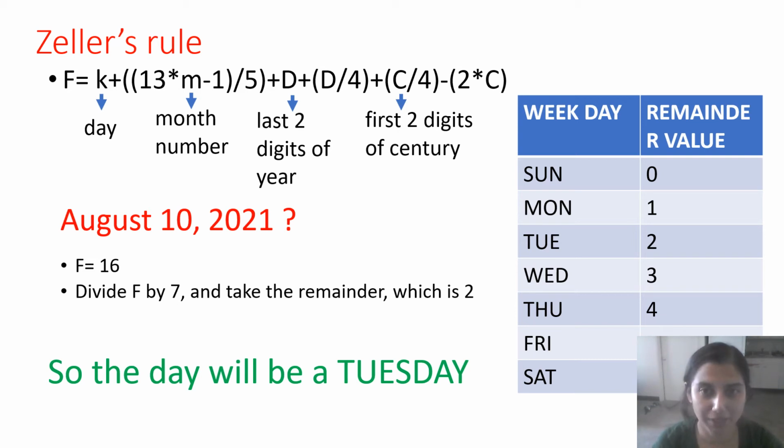So this is a specific way of calculating the weekday for any unknown date that you have in your hand. Try this method on any date of your preference and let me know how that goes.